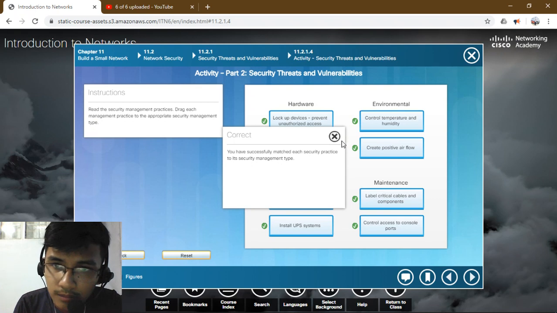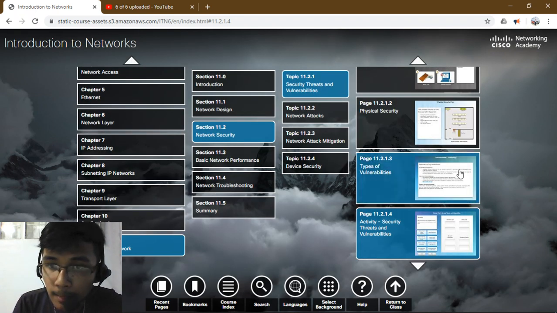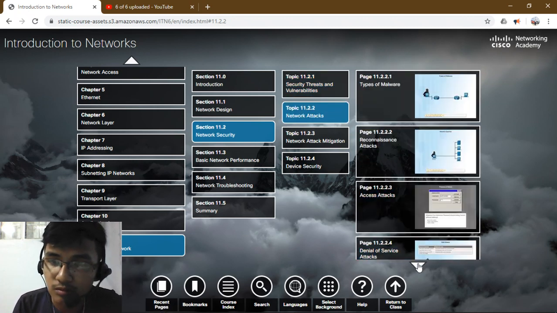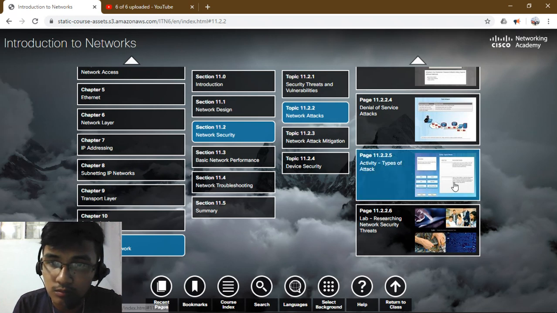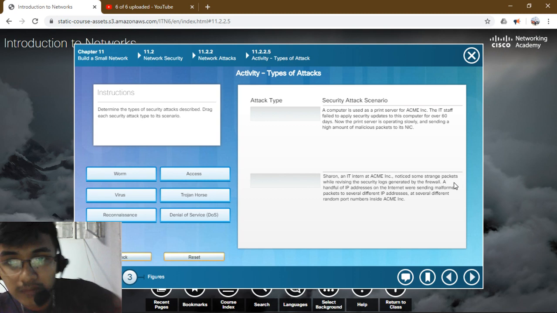Check. Correct. Security management practices. We have more. So this activity is types of attack.